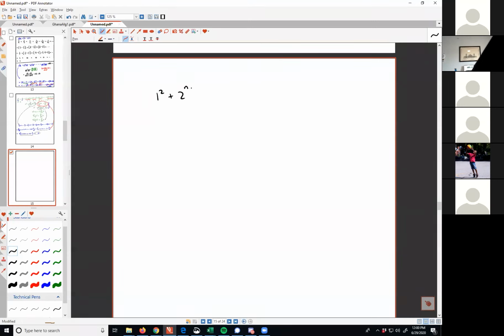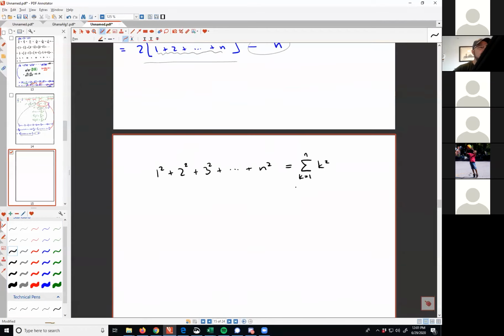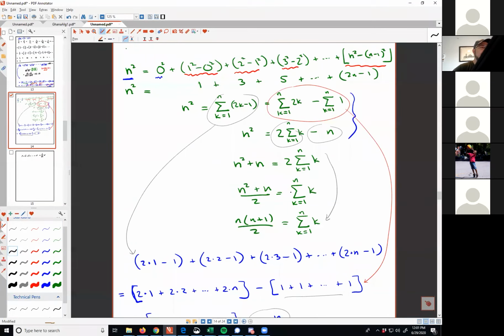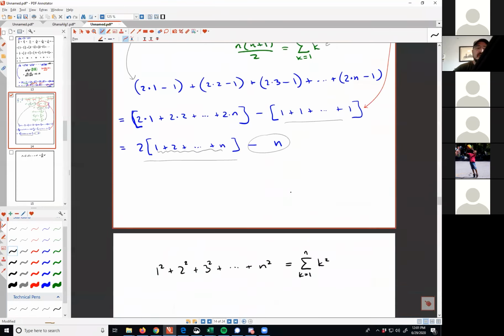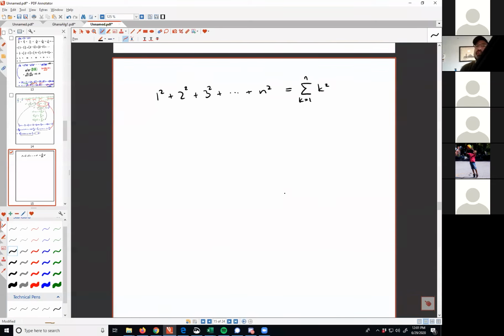of the first n positive integers. I'm going to write that as the sigma of k squared, as k goes from 1 to n. So I'm thinking about the sum of squares, and I'm thinking about what we did last time, which was we rewrote squares as differences of first powers in order to find the sum of first powers. So I want to look at third powers.